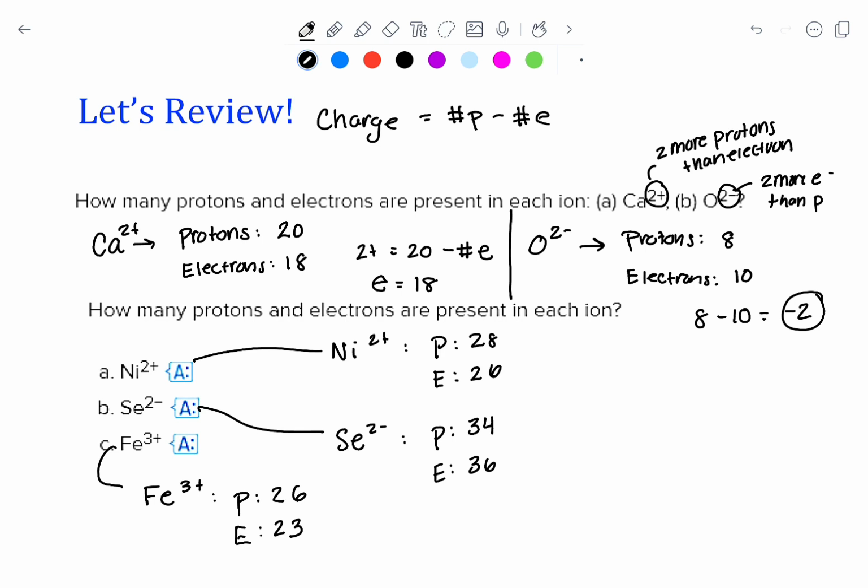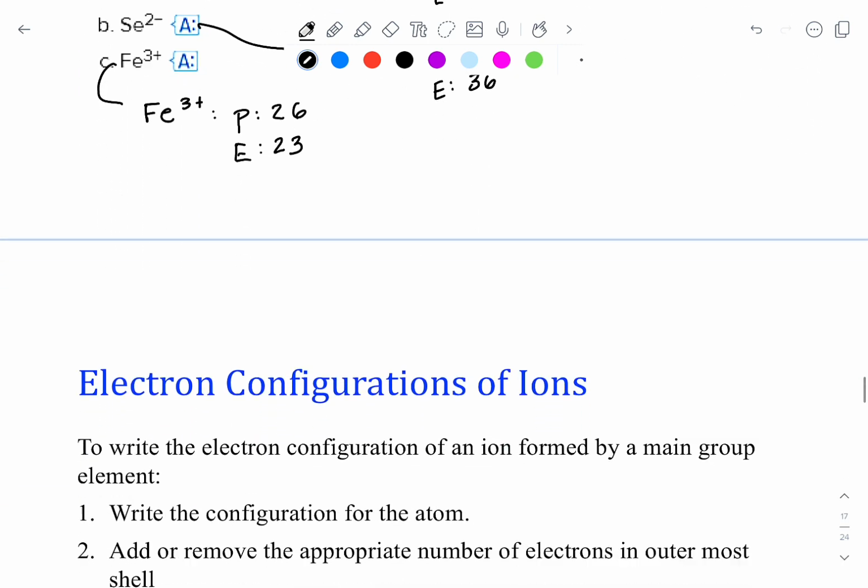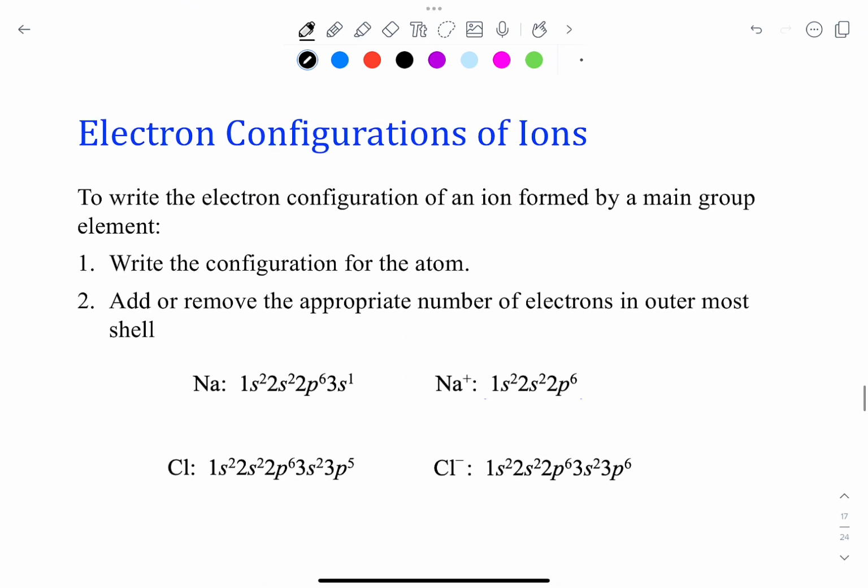Now that we've reviewed how electrons are being added or removed to determine our ions, let's apply that to our electron configurations, because as we learned in our previous lesson, electron configurations tell us where those electrons are and how they're organized in the atom. If I'm removing electrons, I'm not just removing them from any orbital, I'm removing them from specific orbitals.